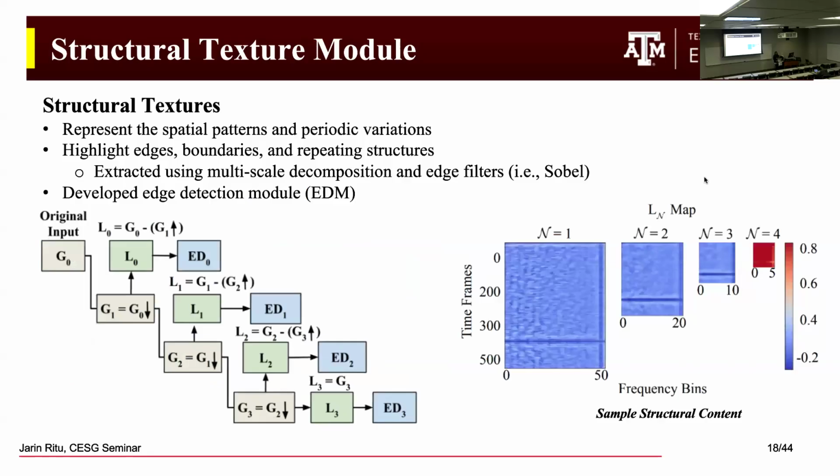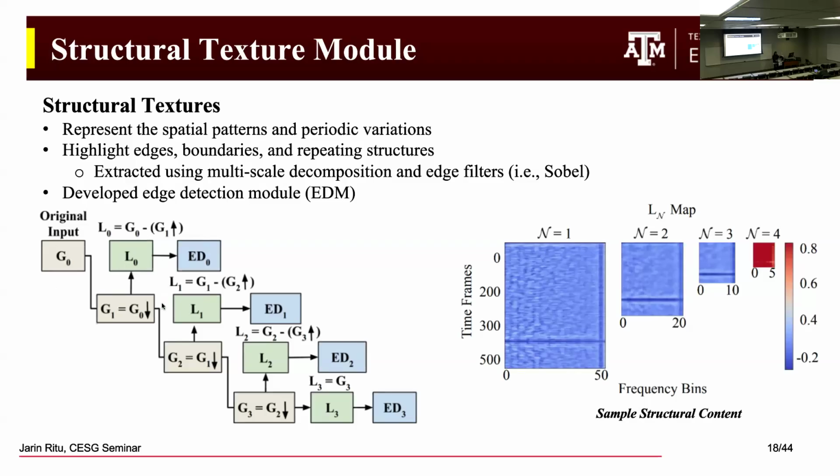Moving forward to the structural texture module. What is happening inside the structural texture module is, given the input feature map from the second layer, first we apply Gaussian decomposition. It's a multi-scale decomposition, a very well-known image processing technique where we decompose the image into its smoother versions. After we get the Gaussian decomposed feature maps, we calculate the Laplacian feature maps. The Laplacian feature maps will highlight the edges of the feature maps.